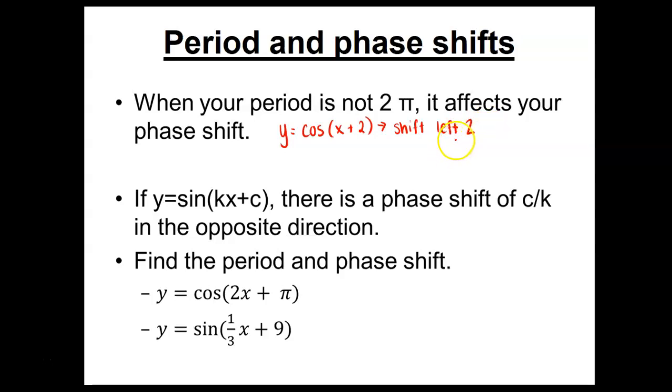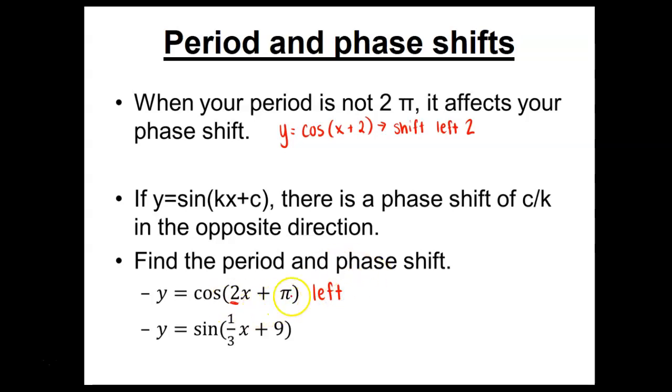But whenever we look at an example like we have down here, cosine of 2x plus pi, it does not work the same way. So when we have a number in front of our x, we have to do something a little bit different. What you're going to do is you're going to have a phase shift of c divided by k. So c divided by k. So in this case, we still look at this sign to tell us left or right. So this one's going to be left.